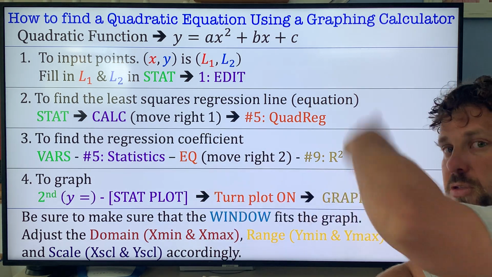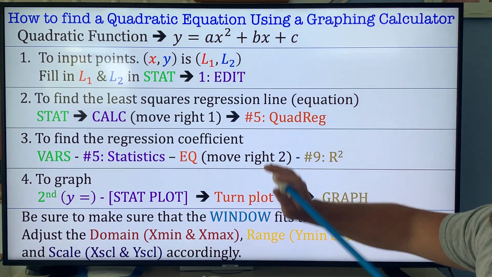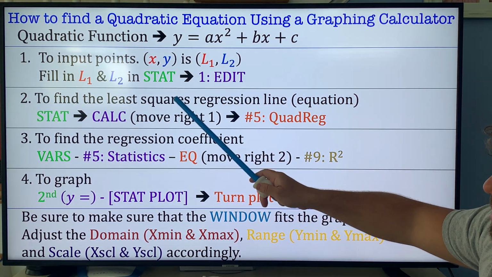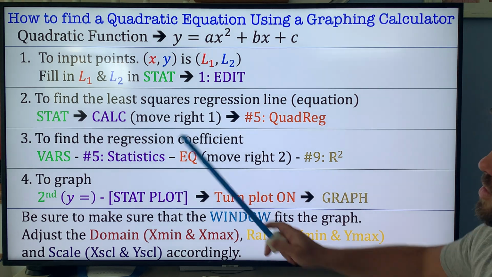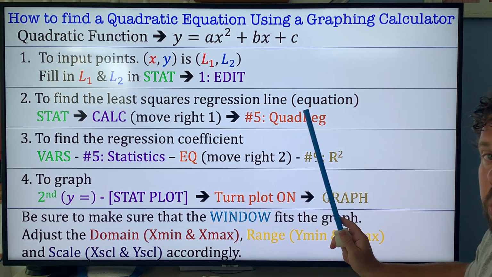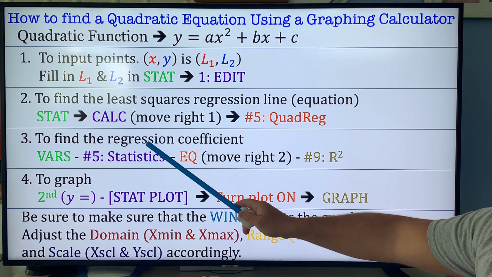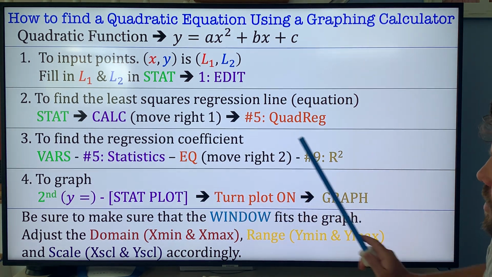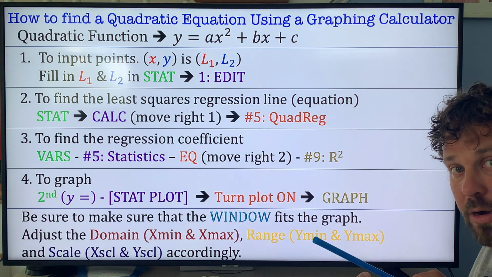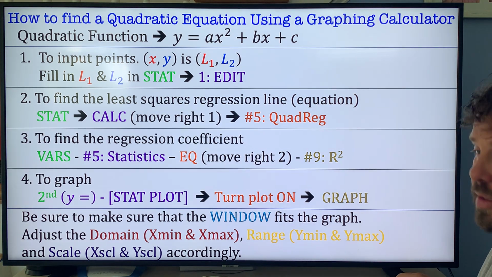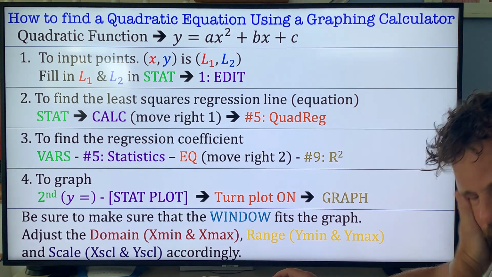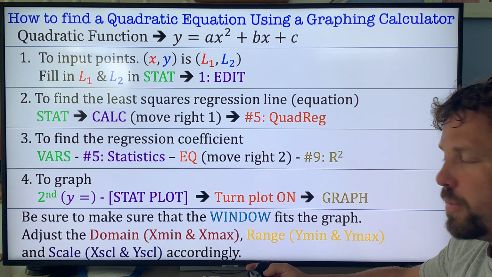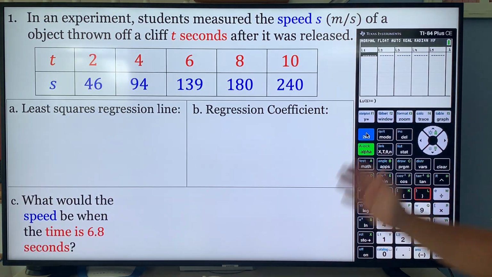So, to do a quadratic equation, all right, quadratic, U, upside down U. You do the same thing with inputting the points into L1, L2. To find the least squares regression line, though, you hit stat, calc. Now you hit number 5, QuadReg. Only difference there. Regression coefficient, vars, stat, EQ. Number 9, capital R squared. Once again, to find the percentage, you square it and multiply by 100. Got it?